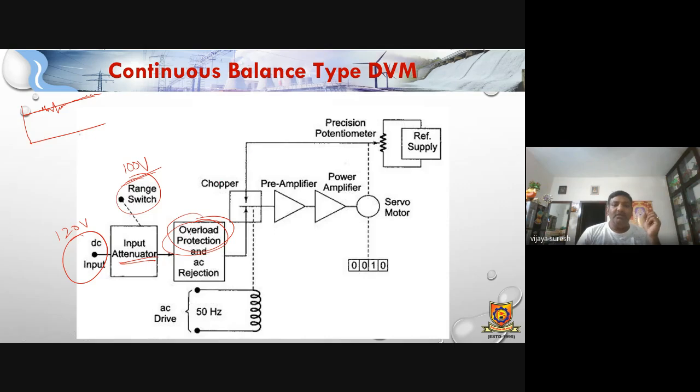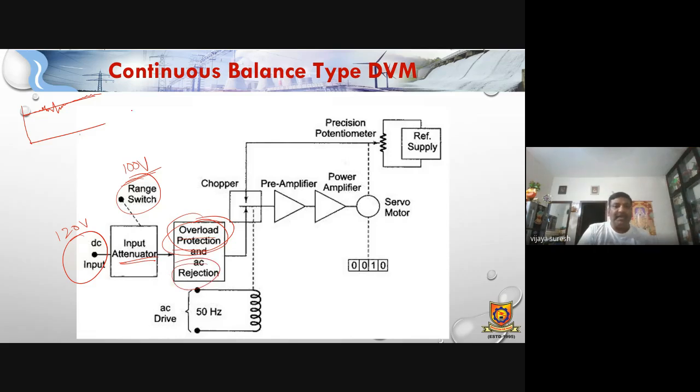Now, overload protection. If the range switch is at 100 volts and you are getting 90 volts as input, the 90 volts is within the range. So we don't have any problem, and the voltage will be fed to the next circuit. And so your overload protection and AC rejection.